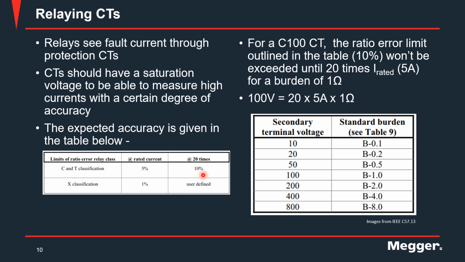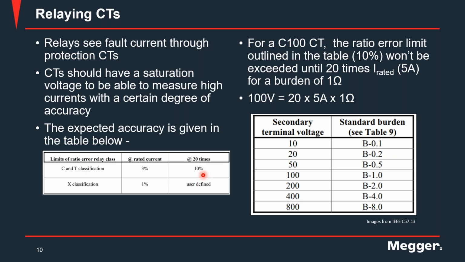When you look at the accuracy specifications for protection CTs, you'll typically see this. You'll see C100, C200, C400. So what does that mean? The accuracy class of a protection CT is specified in terms of its secondary terminal voltage. So when it says C100, what it's saying is that 100 volts will develop across the CT when a standard burden is connected to it, and the standard burden in this case is 1 ohm, and 20 times the rated current flows through it. So 20 times the rated current is 100 amps. When 100 amps flows through 1 ohm, you get 100 volts.